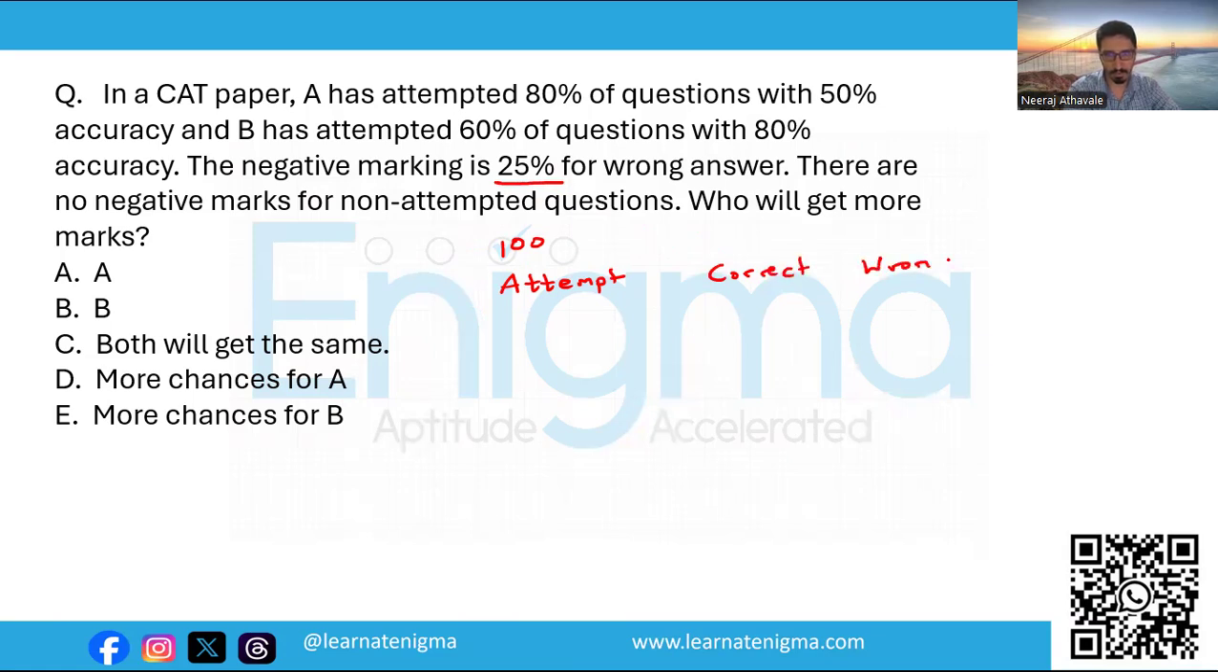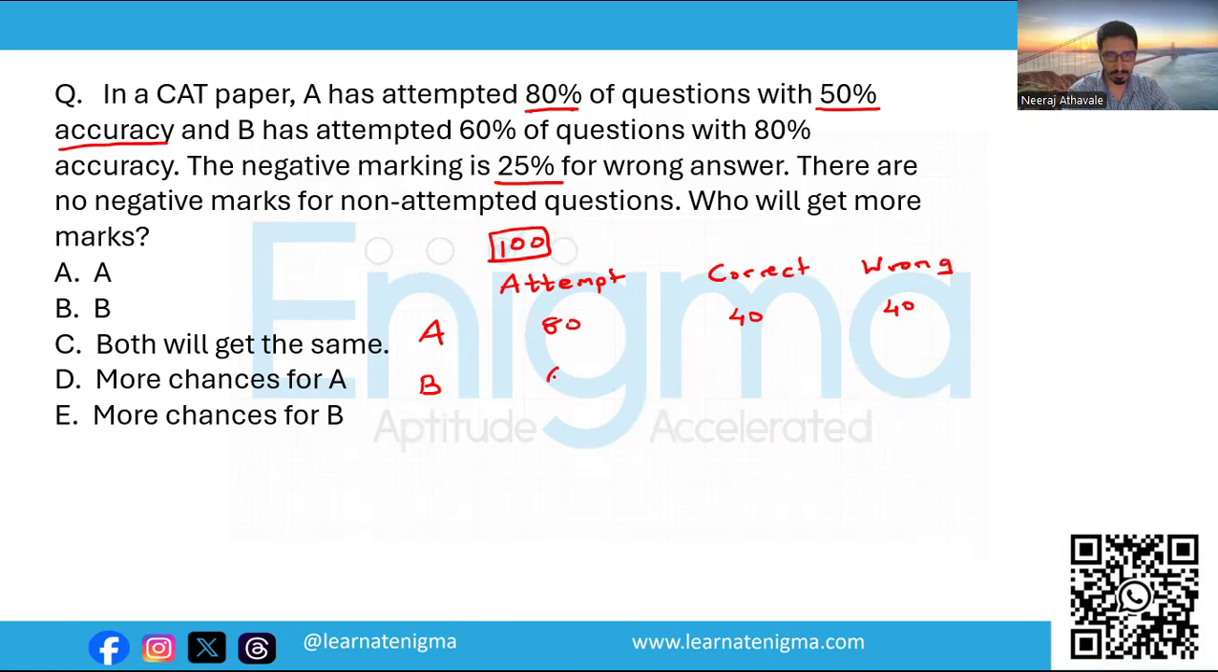Okay. Now there are two students here, A and B. We have assumed the total questions as 100. A has attempted 80% of the questions. So A is attempting 80 with 50% accuracy. That means out of 80, 50%, that is 40 are correct, and therefore 40 are wrong.